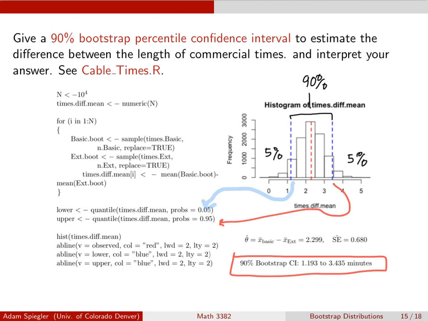What's of particular interest here is that all of the values in this interval are positive. So what that means is the only plausible values that we're seeing indicate that the basic cable times have longer commercials than the extended cable times.